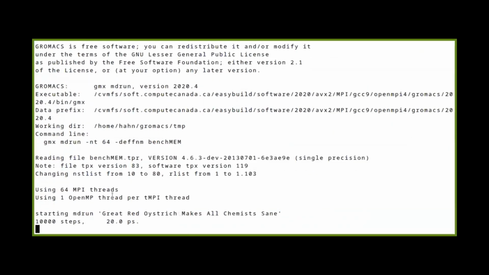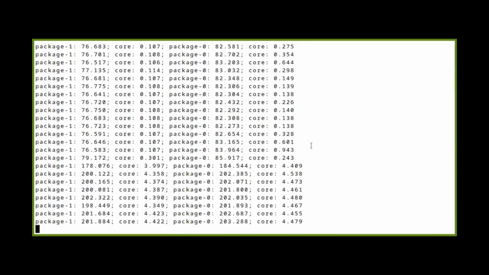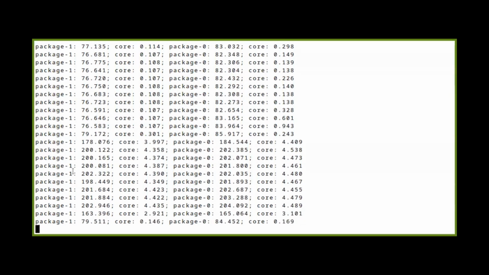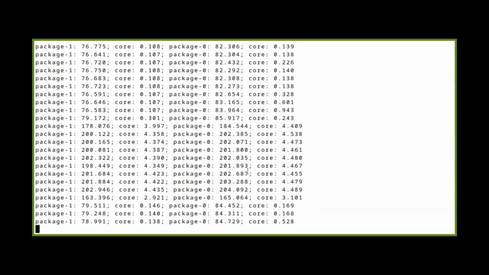So GROMACS is doing its thing. And this is using all the cores, of course. And I'm going to switch back to the printout from Joules. So this shows a substantial difference. All the cores in use meant that we were seeing something like a total of 400 watts, which is pretty reasonable.